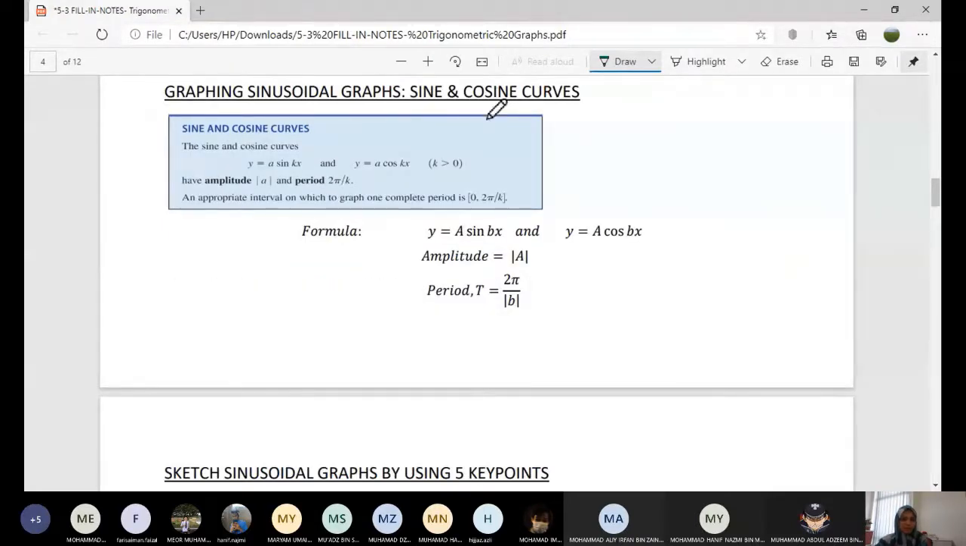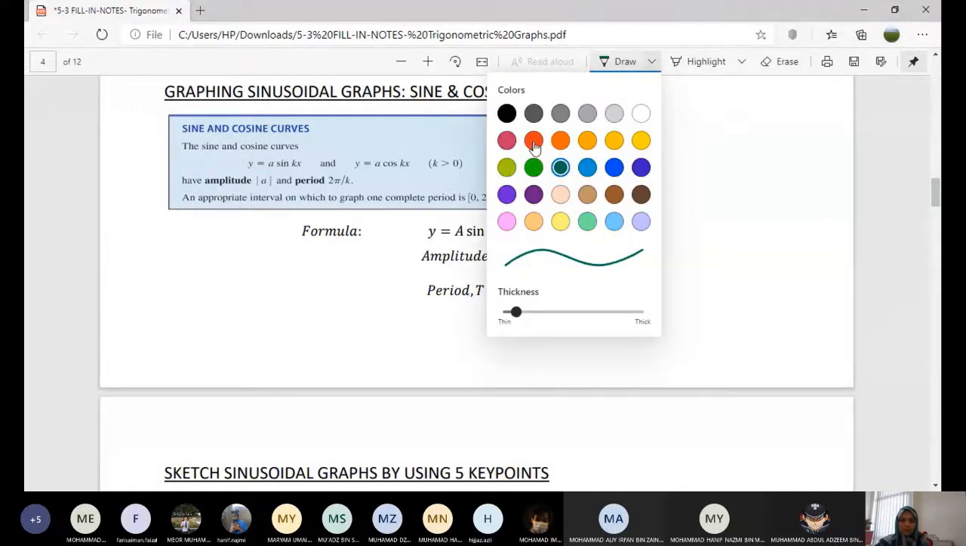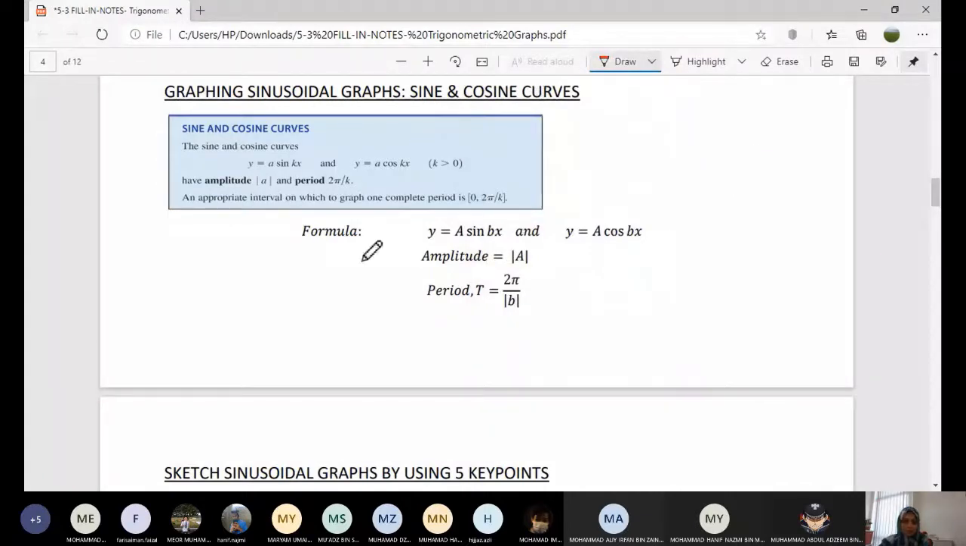Okay, now this is the main part for today's lecture, insyaAllah. So we want to sketch the graph of a sine and cosine curve. Here we have this formula, y equals a sine bx, and to get the amplitude, we just take the modulus of a. Then to find the period, which is for one complete cycle, we have T equals 2 pi over the absolute value of b. Somehow we always make b positive.